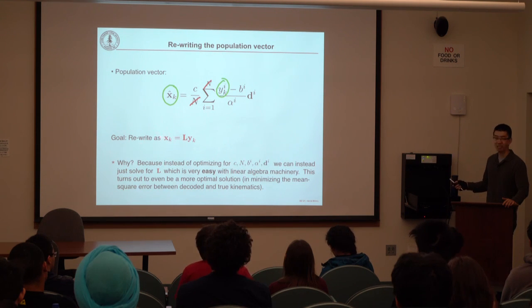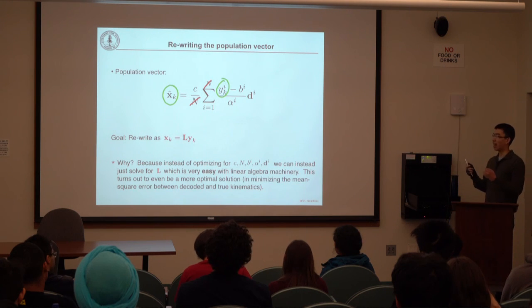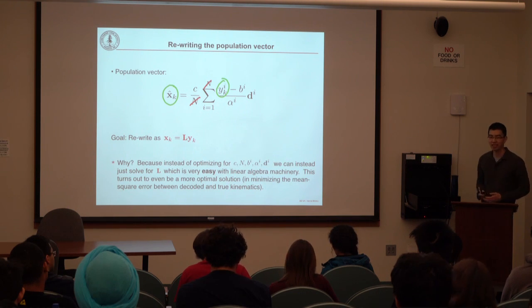So the xk's are known. They're the kinematics that we observed. The yk's are known. They're the neural data that we observe. And so we have one unknown in this equation, which is just L. Linear algebra will allow us to find that optimal L to decode neural data. All right, that's it for today.